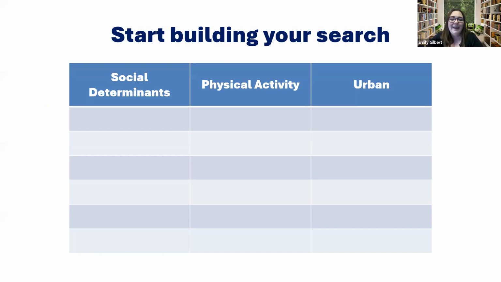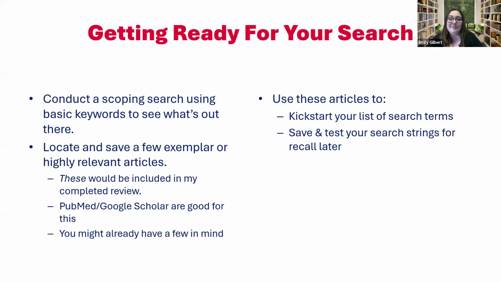All right. Now I know we've already done so much and we haven't even started searching yet, but there's still a few more things to think about. The first thing you want to do before you get started with search terms is do a really simple search with basic keywords just to see what's out there. We know that you're not going to find everything. That's the purpose of the systematic review search. But this is helpful because it should guide you to some exemplar articles.